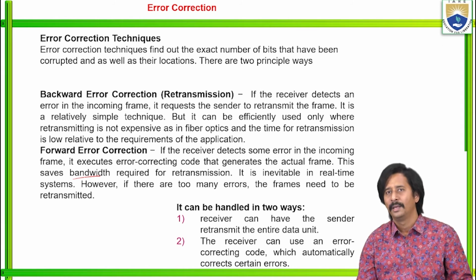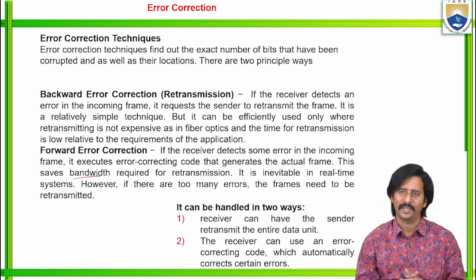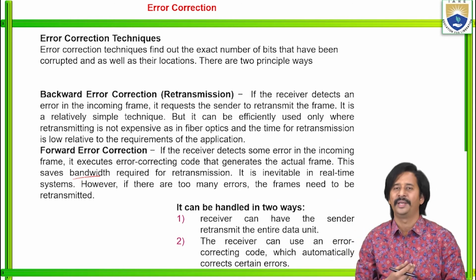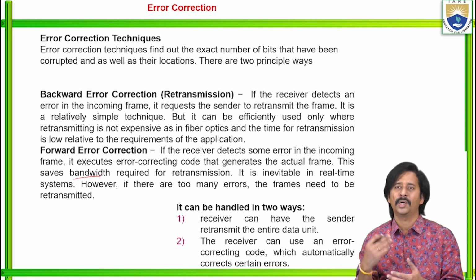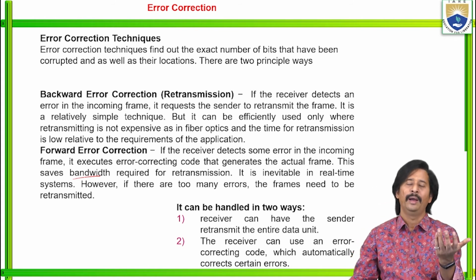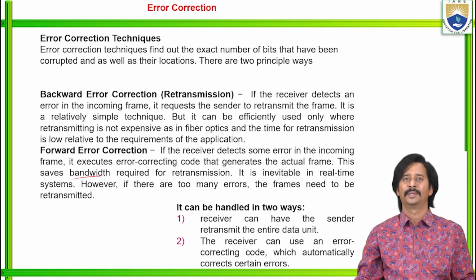However, if there are too many errors, what happens? Then the frames need to be retransmitted. There is no solution because only one bit position is changed. Then without retransmission, we need to easily find out that particular error and easily correct that error. So it can be handled in two ways, right?